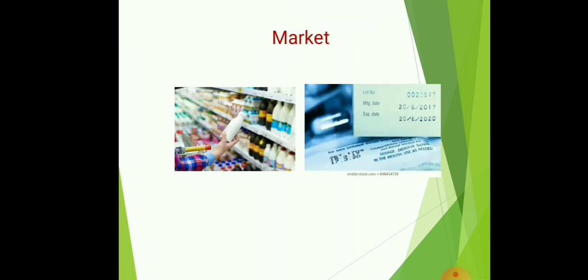Children, when we go to the market, we read the information written on the food packet. When you go to the market with your parents, you must have seen that your parents read something that is written on the food packet. What do they read? They read the information regarding the manufacture of the product or the expiry of the product. And it is very important to read all this information before we buy anything from the market.